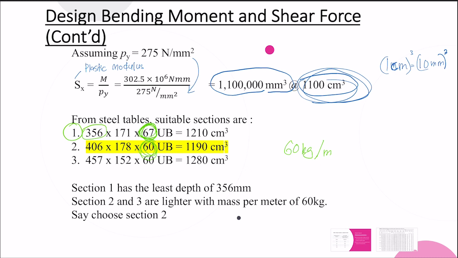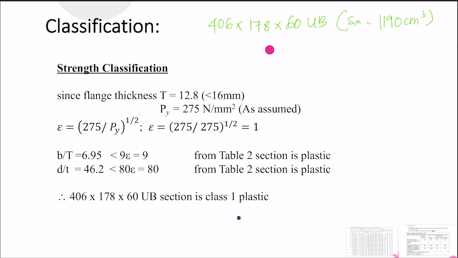Okay, for this example, I'm going to choose section 2 here, which is this one. Alright, so anything after this, we're going to calculate according to this section. Okay, so we will take all the properties of this section only. Okay, so this is the section. Right, so we want to check first, since anything after this we will refer to this section only, whether our section is plastic or compact or semi compact or slender.